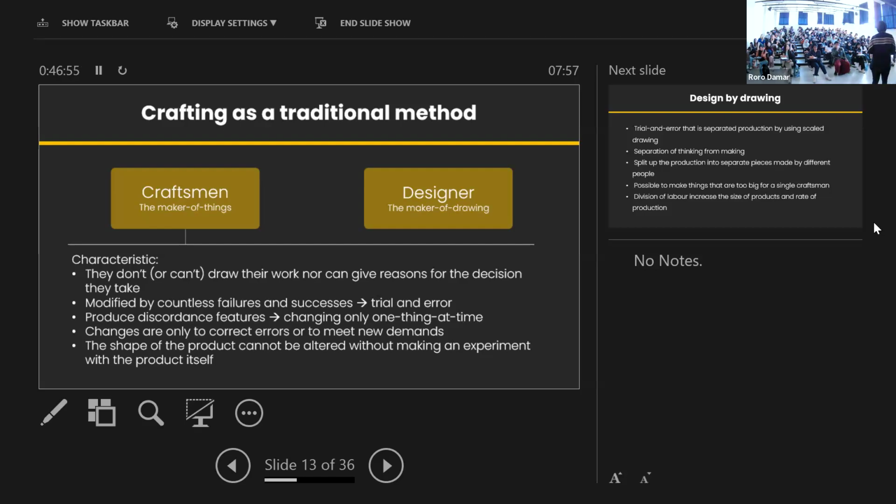Okay, the shape of the product cannot be altered without making an experiment with the product itself. Anyone want to probably explain what that means? Probably make sense of it. Anyone want to explain? Probably how the craftsmen do that and why designers don't do that.